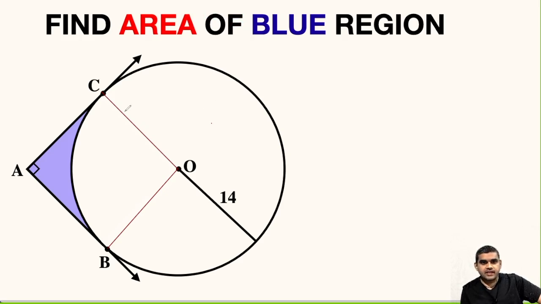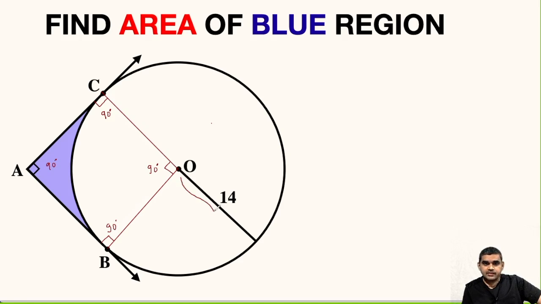Using the property of tangents, we can say that AC will be perpendicular to OC. So this angle is 90 degrees. Similarly, AB will be perpendicular to OB. So this angle will also be equal to 90 degrees. Now if we see this quadrilateral ABOC, three angles are 90 degrees. The fourth one will also be equal to 90 degrees.